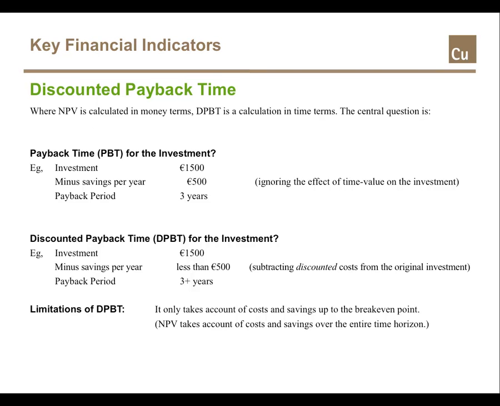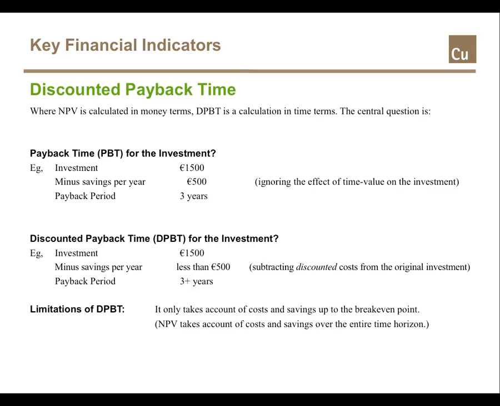Where NPV is calculated in money terms, discounted payback time is a calculation in time terms. The central question is, what is the payback period for the investment? A simple way to find an answer is to subtract year by year the realized savings from the initial investment cost until you reach 0. That's the break-even situation, and the corresponding period is the payback time or regular payback time. For example, if you invest 1,500 euros in year 0 and from the first year you save 500 euros per year, the regular payback time will be 3 years.